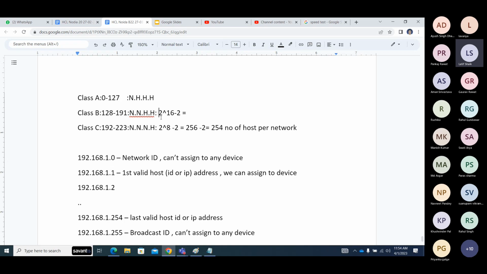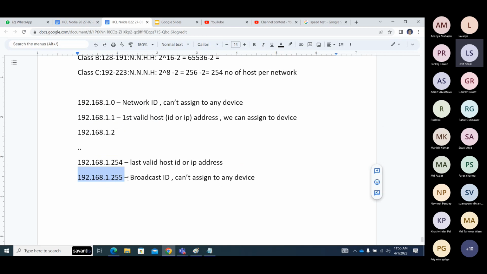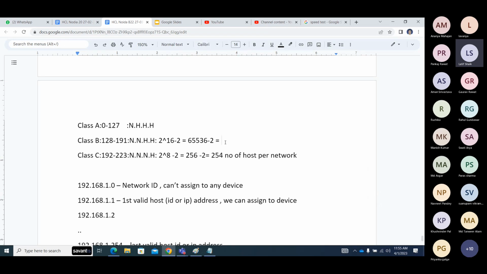Okay, so here it is, two host portions. Two host portions means each octet is 8-bit. Now two octets are host portions, so it is a total of 16. 2 to the power of 16 is 65,536 minus 2. Why minus 2? I told you already. The first IP address is called the network ID and the last IP address is called the broadcast ID. Okay. So you take a class B IP address: 65,534 number of hosts per network.